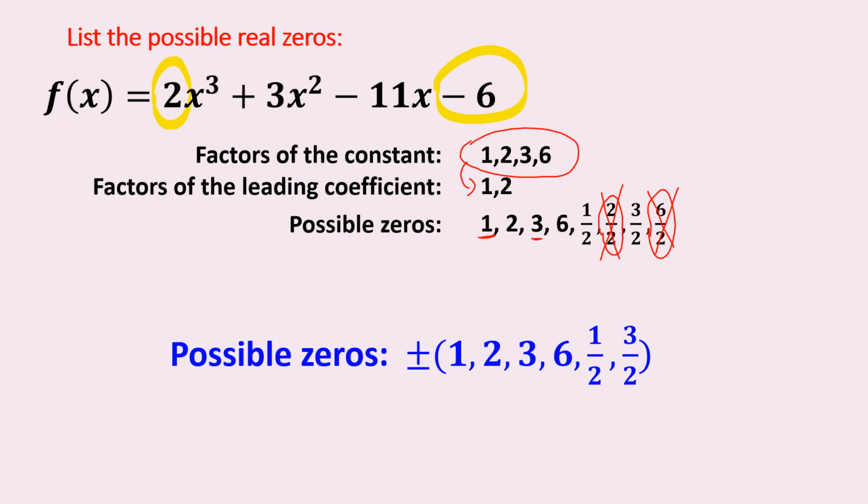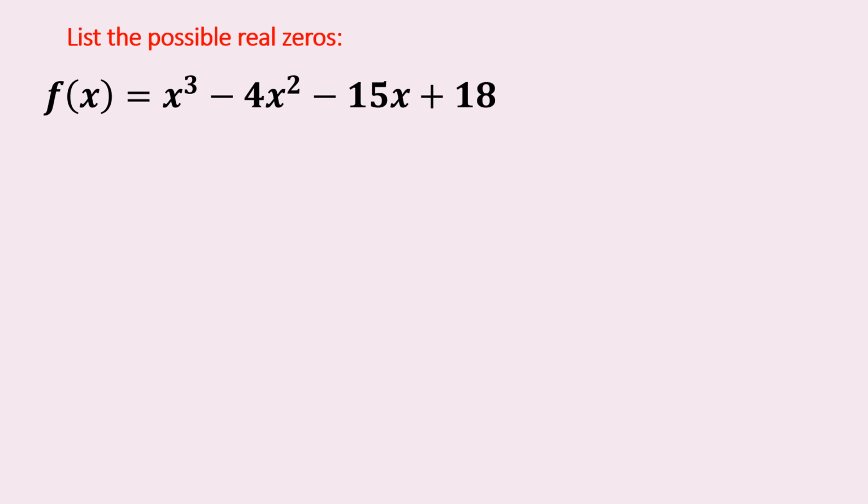The real zeros for this function will be in this set of numbers here. We won't, for example, get a zero of 7 or a zero of 4. That being said, let's list the possible real zeros for this function.